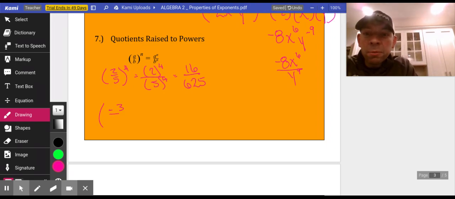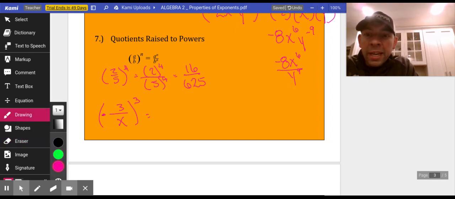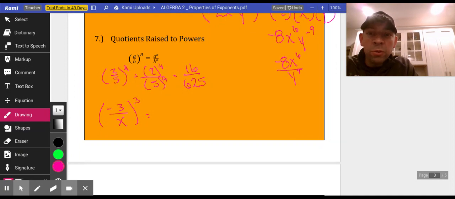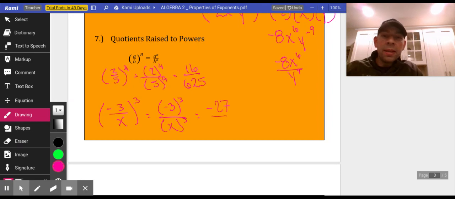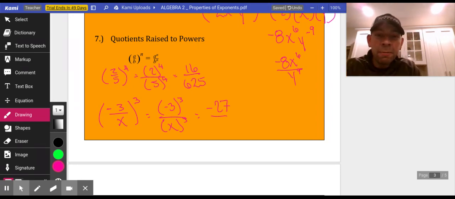Maybe I have negative 3 over x to the 3rd, all to the 3rd. Now, one thing to watch out for, they may put the negative right here. And if they put it dead center like that, I like to move it to the numerator specifically. Okay, so I'm thinking negative 3 to the 3rd, and x to the 3rd. And that's going to make negative 27, because a negative times a negative times a negative always makes a negative, all over x cubed. And we're all done.